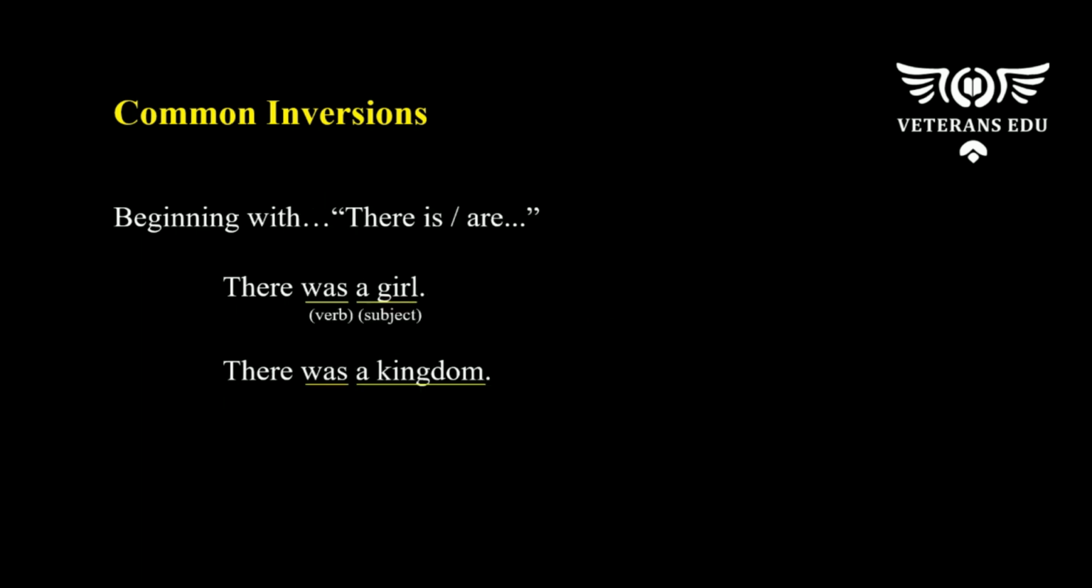Common inversion number 1, the one that we're already familiar with, is beginning a sentence with the word there. For instance, in the sentence, there was a girl, the subject here is the word girl, not the word there. Likewise, in the sentence, there was a kingdom, the subject here is the word kingdom.